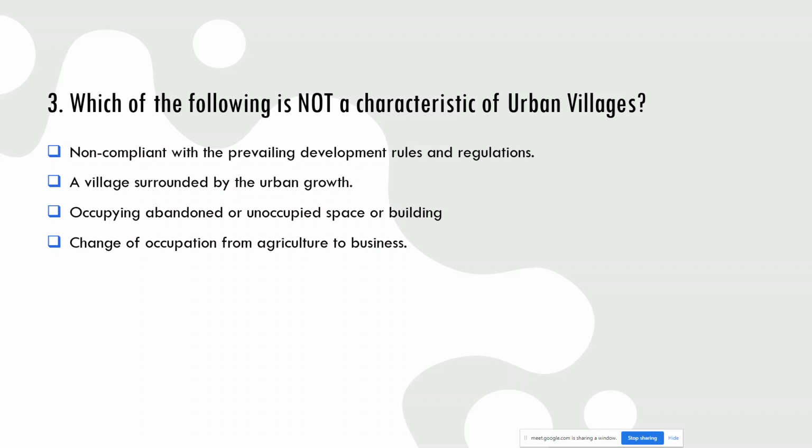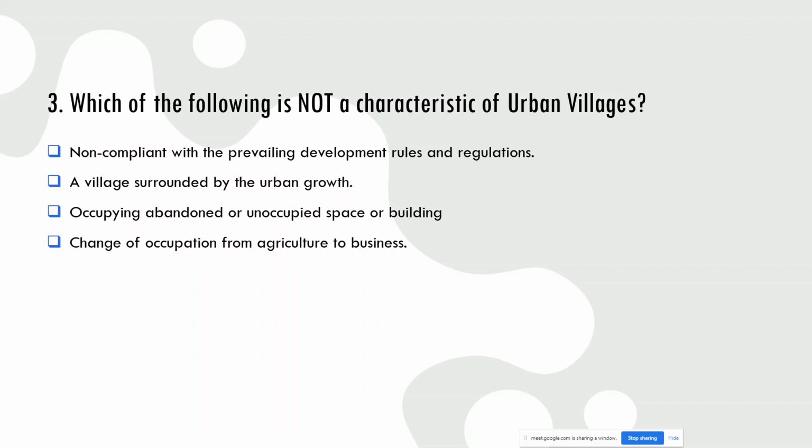So ultimately this village will tend to behave like a semi-urban area. Sooner or later it will also behave like an urban area itself. So this is how the urban village is surrounded by urban growth. This is also a characteristic of an urban village, but we are looking at what is not a characteristic.